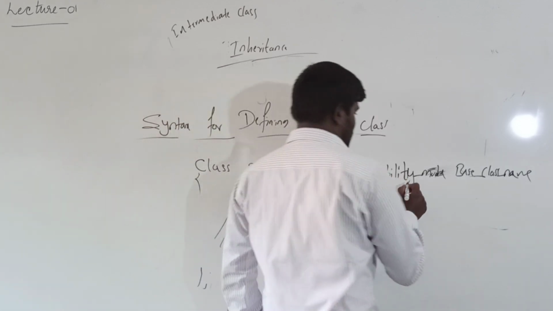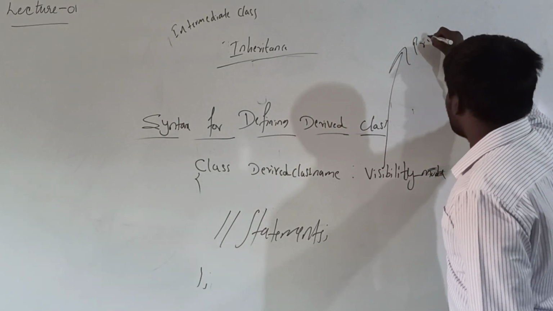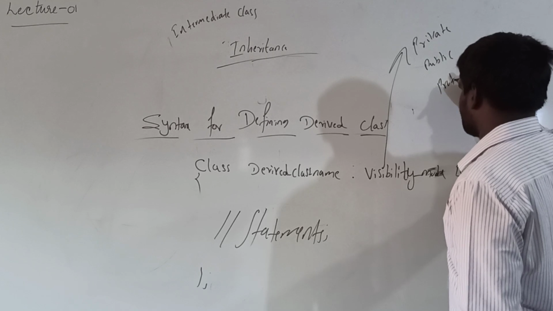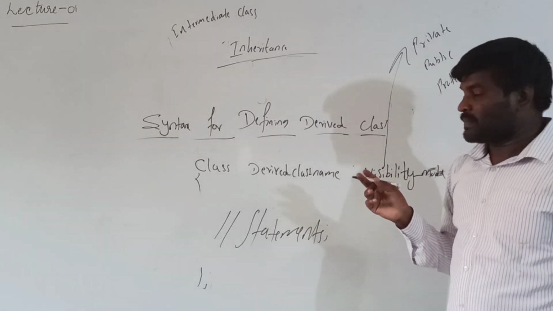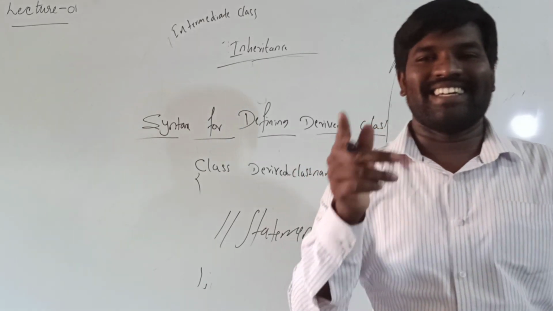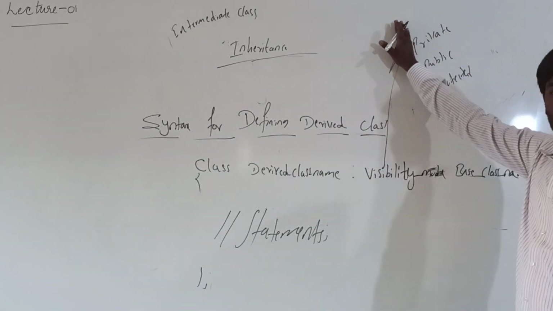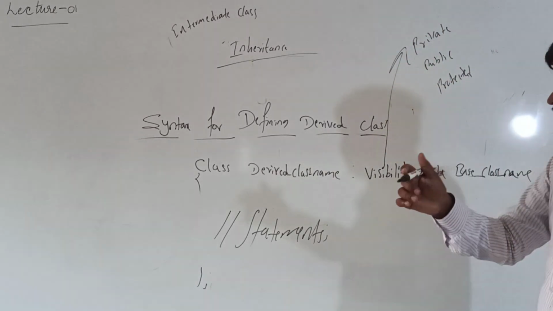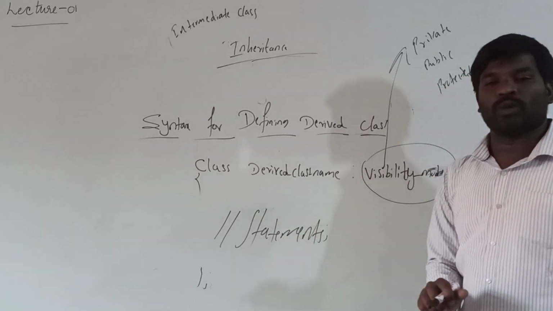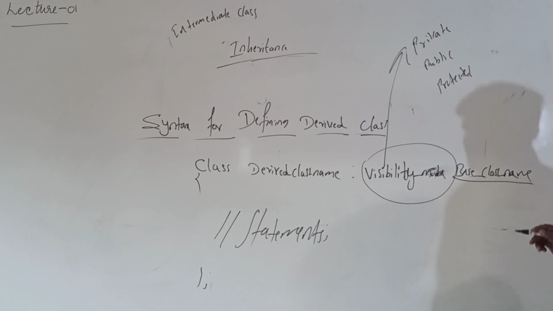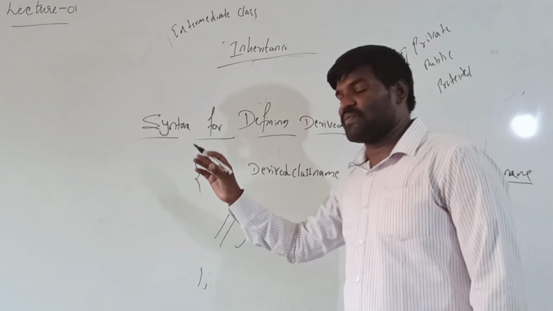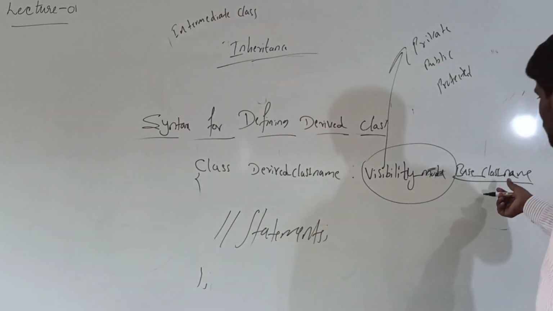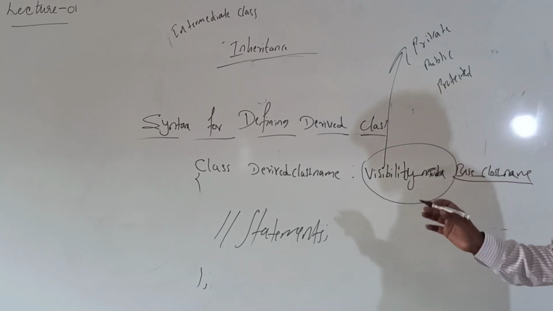Next is the visibility mode. Visibility mode indicates the access control specifier, that is private, public or protected. If you are inheriting the properties, whether privately, publicly or protectedly, that is decided by the visibility mode. Next you have to mention the base class name. Before defining the derived class, first we need to define the base class. After that we can define the derived class. So here you mention the base class name. So this is the syntax for defining the derived class.